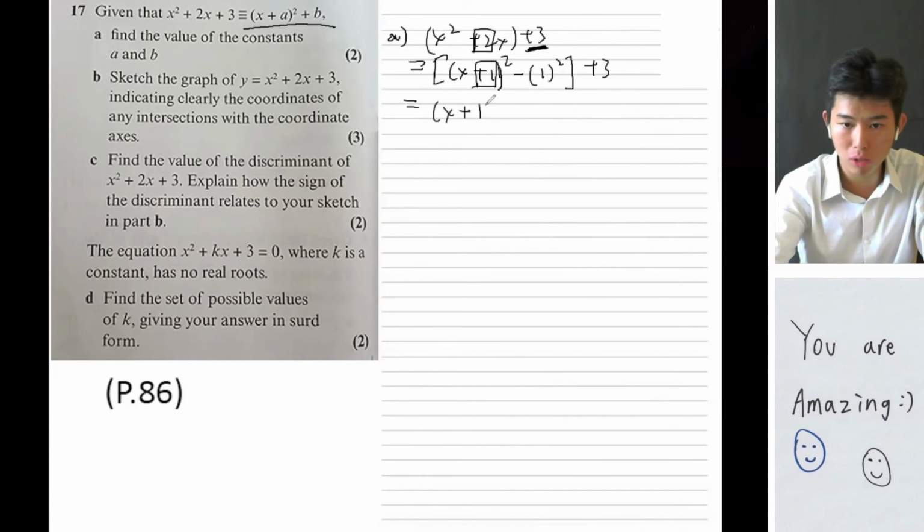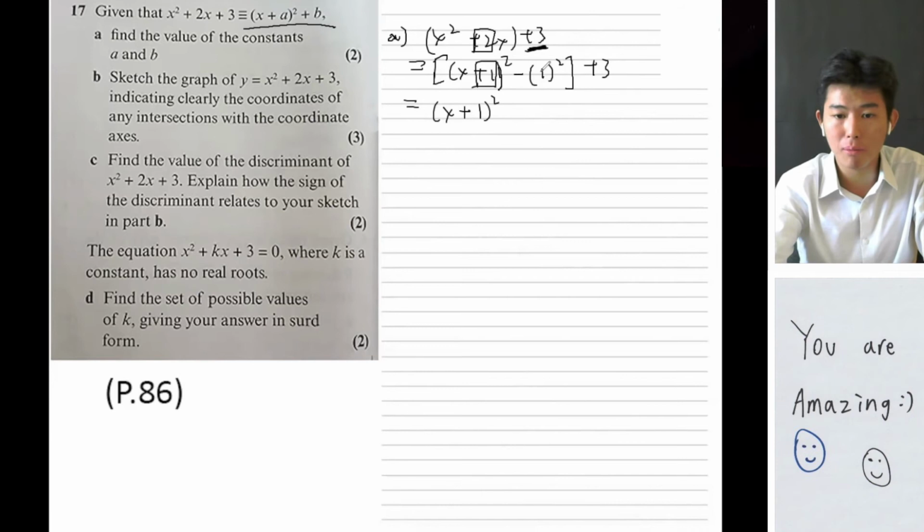okay, and then all you have to do is to clean this thing up. X plus 1 square, 1 square would be 1, and minus 1 plus 3 would be plus 2. And this is how you do the part A.